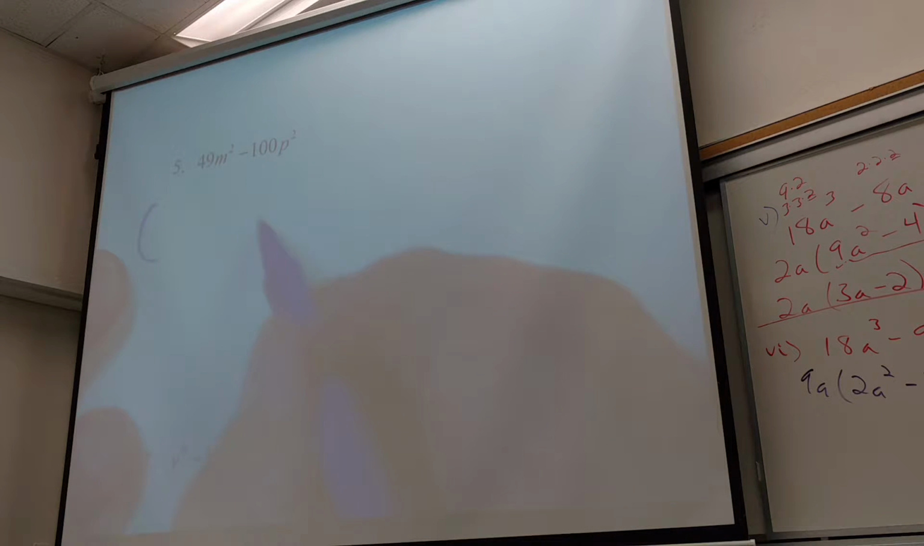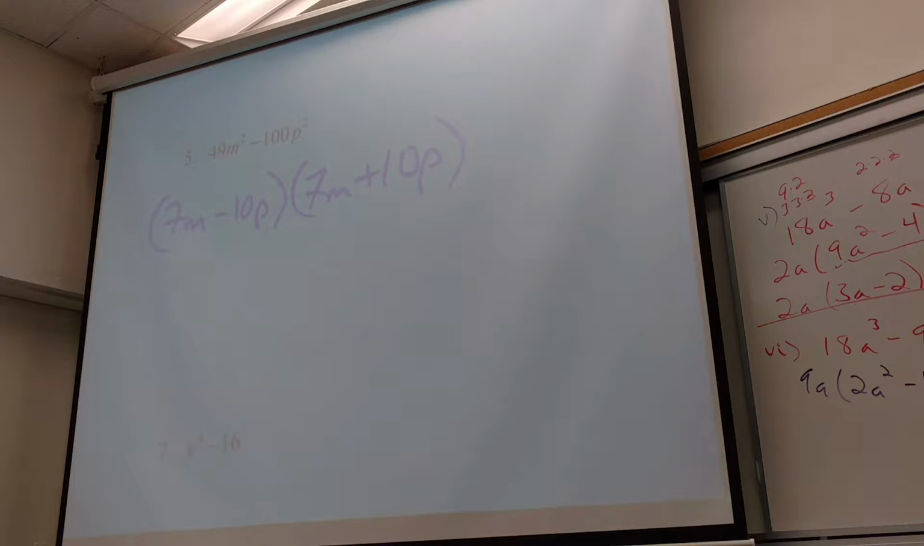So I can go ahead and do it. Just cut everybody in half. So what do I get? 7m minus 10p, 7m plus 10p. And I'm done. I like it because there's no 7, 10, m, p. They have nothing in common. I like it.